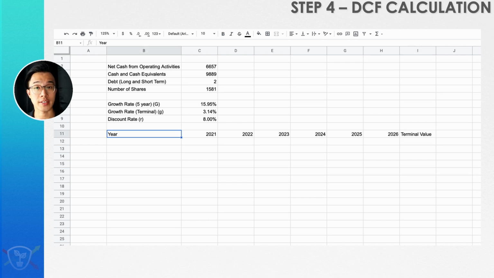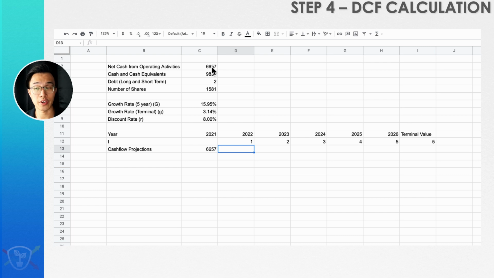In the next row, we're going to assign a numerical value, T, to each of these years, and this number represents each of these time periods. So basically, 2022 is 1 year later, so that's 1, 2, 3, 4, and 5. For the terminal value, we will also be using the number 5. And in the next row is where we begin to do our cash flow projections. Since 2021 is our baseline, we will key in the number for 2021 into this cell. This is the number that we extracted from the cash flow statement earlier.